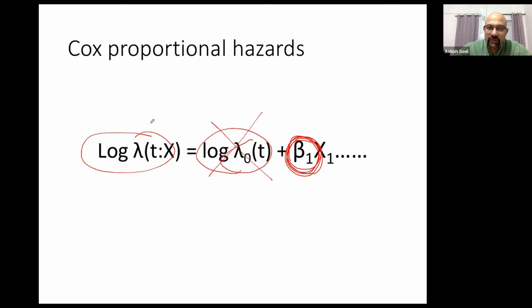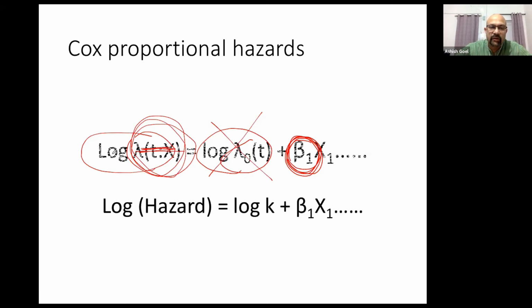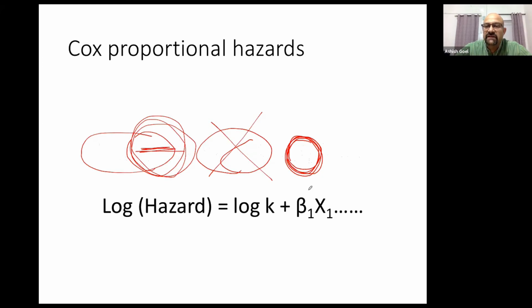If you look at this previous equation, what we have here is what is called the hazard. It's just a mathematical connotation. Don't bother about it, read it as hazard. So if you read it as hazard, the log of the hazard is log of that constant term which was here, plus beta 1 x1. The rest of the things remain the same.